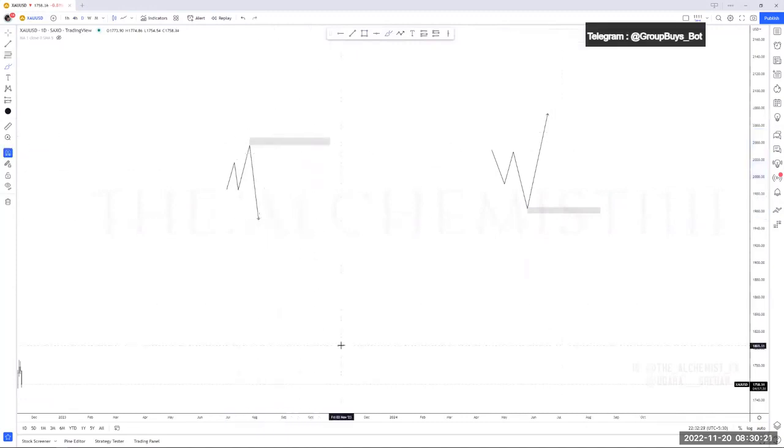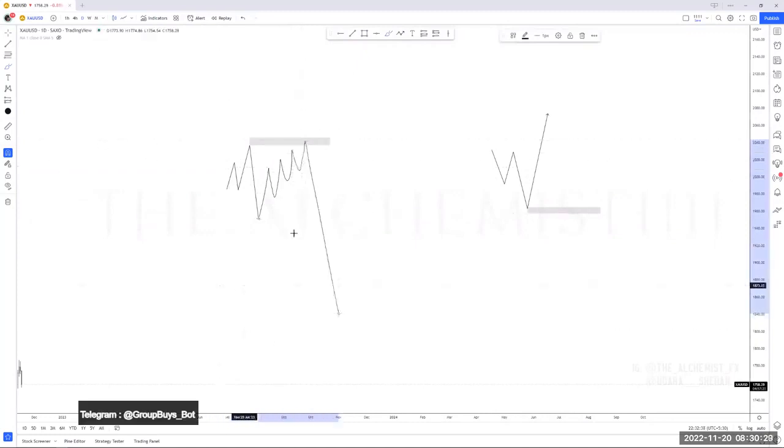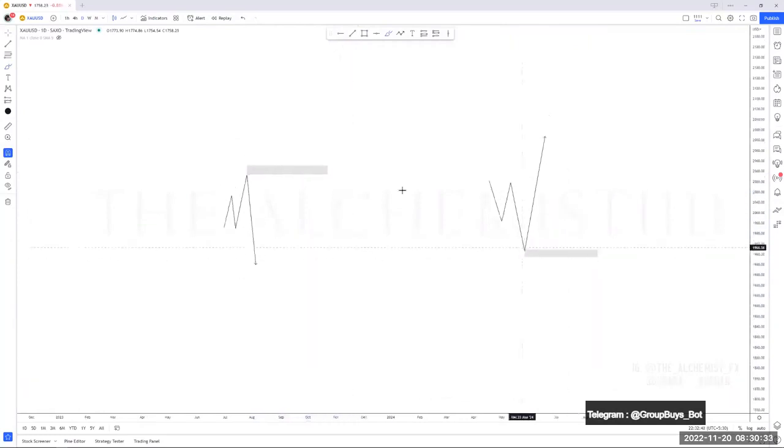Just expect it to be broken. But if the market is reaching here like this, this is what you can expect. On which time frame? I'll tell you. Okay, so now it's like this.